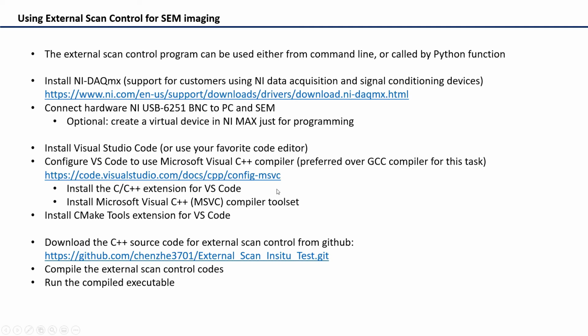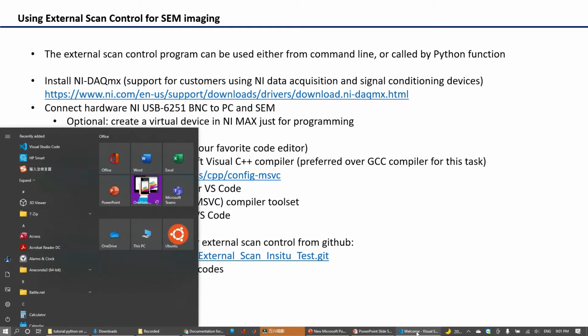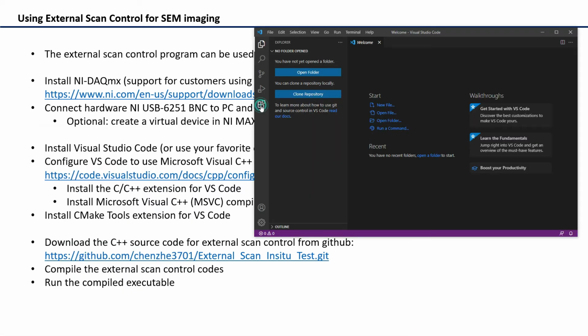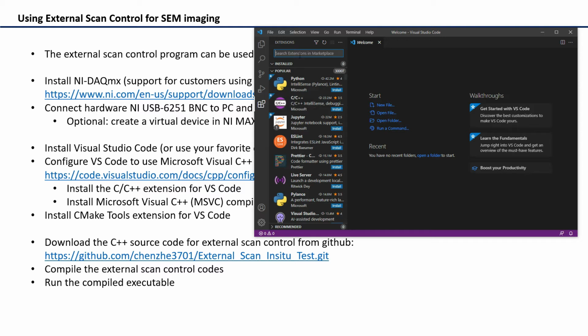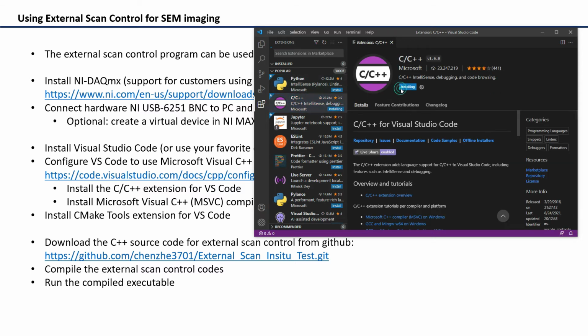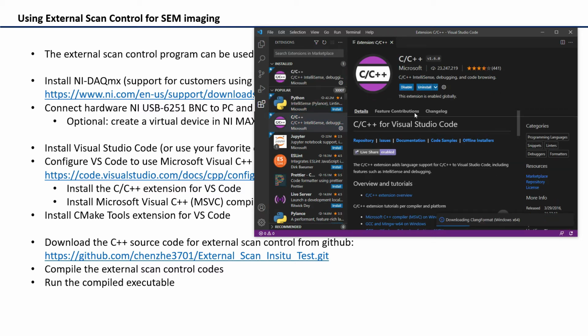To use C++ in VS Code, we also need to install the C++ extension. To do that, we can go to this extension manager and search for C++. It's already a popular extension, so it's already here. We can just install it here.